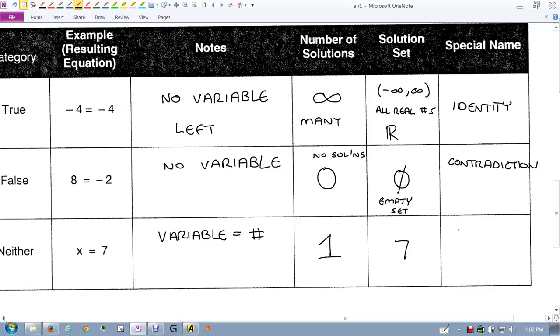And we call this a conditional equation. Meaning that the equation is true on the condition that the x is 7. If the x is 7, the equation is true.